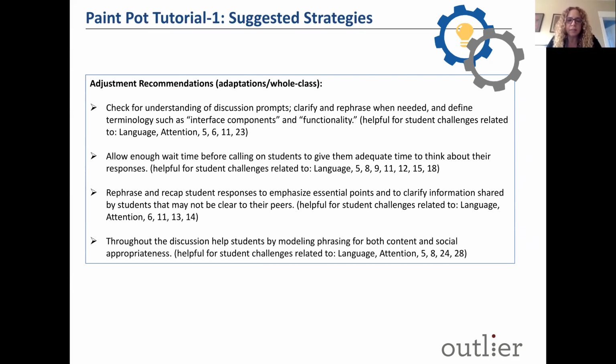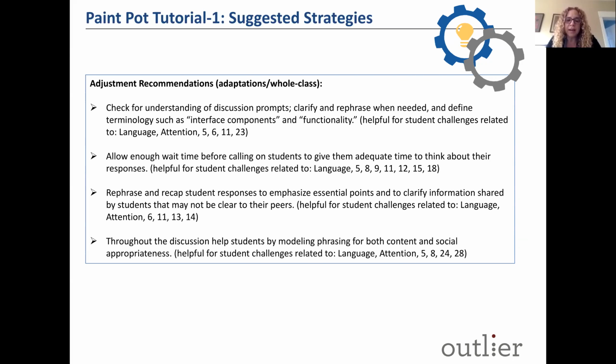Then functionality, also clarifying understanding. These are great opportunities to not only clarify your prompt, but to make sure that students have a good working definition of terms that you're probably using in your class. A lot of kids with language issues have a surface level understanding of words, and they don't know enough depth. So it's an opportunity to build that depth.